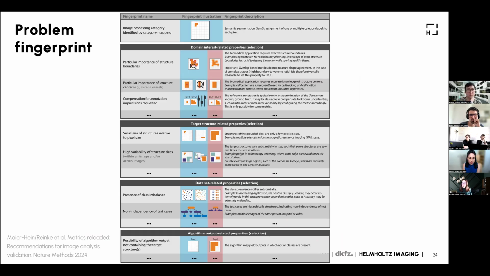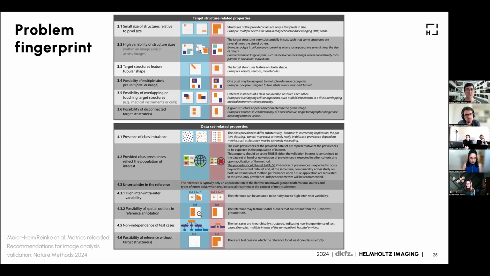All of these pitfalls were converted into a question or a property that is relevant and that we should ask for to avoid these pitfalls. And given the scope of this webinar, most important are these two: target structure related properties and dataset related properties. Here I put them in more detail. These are the things that mostly matter when it comes to the metric selection. So for example, do we have very small structure sizes? If we think of the beginning, the example with brain tumors, there we really care about these tiny lesions. So this is a question that would be relevant here.